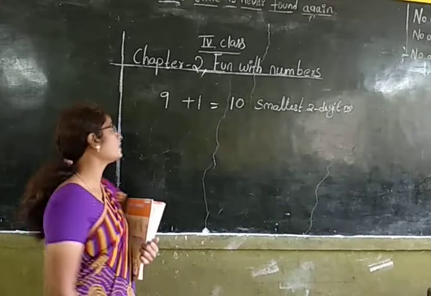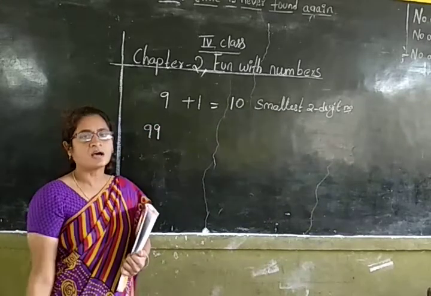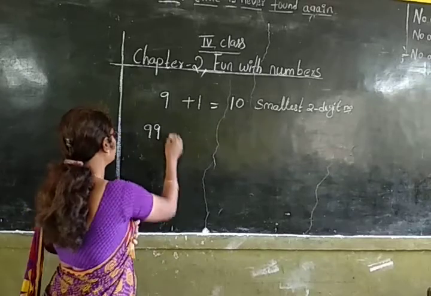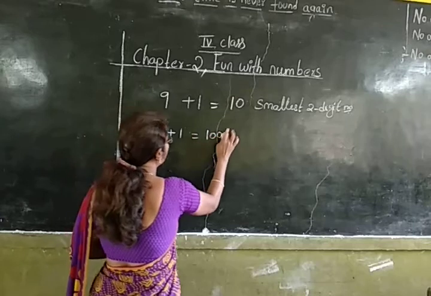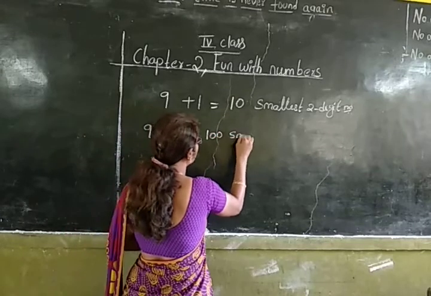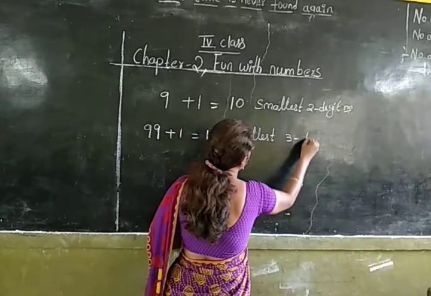Do you know which is the largest 2 digit number? 99 is the largest 2 digit number. On adding 1 to it, we will get 100, which is the smallest 3 digit number.